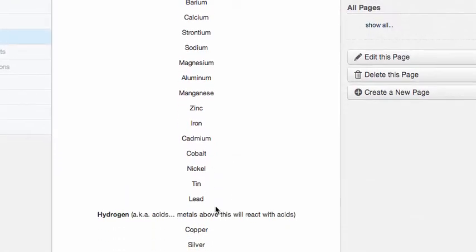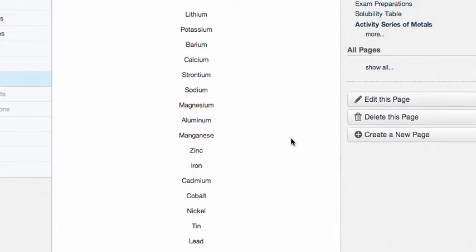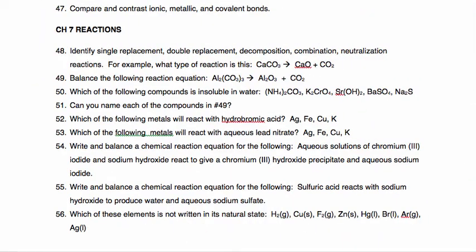Silver sits below, so it will not react. Copper sits below. And then we've got iron sitting above, so iron will react. And potassium definitely will, because potassium's right at the top of the table. So we'd say iron and potassium are our answers on that.